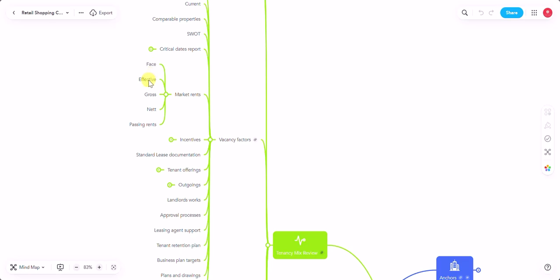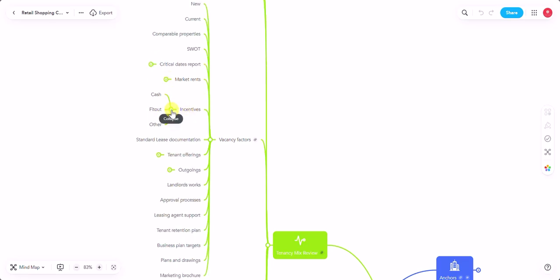The effective rent is different. That's a lease where there are no incentives whatsoever. So that's an effective rent. So you can have an effective rent that is gross or net. You can have a face rent that is gross or net. But what you need to do there is understand where the incentive is, if it exists at all. No incentive, it's an effective rent. If there's an incentive, it's a face rent. And of course, passing rents are the rents that are actually being paid. Let's go further.